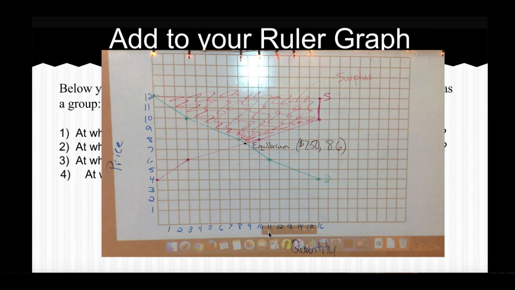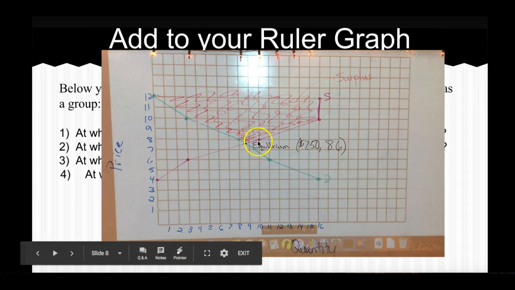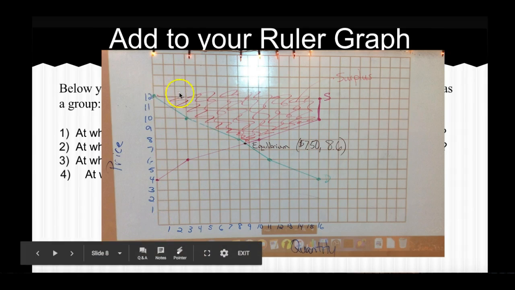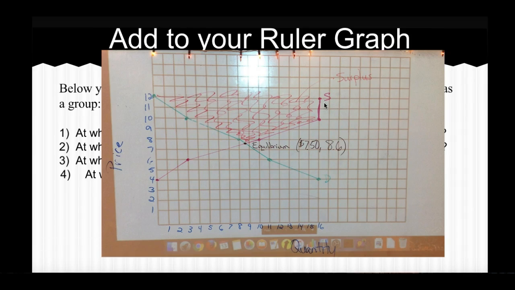Question number 3 was asking about the largest surplus. Remember, surpluses are above equilibrium, so the largest surplus is going to be furthest away from equilibrium. So $12 is our largest surplus. Now how much of a surplus is there? At $12 there are 0 demanded, but at $12 there are 16 supplied. So to figure out how much of a surplus, 16 minus 0 gives you 16.